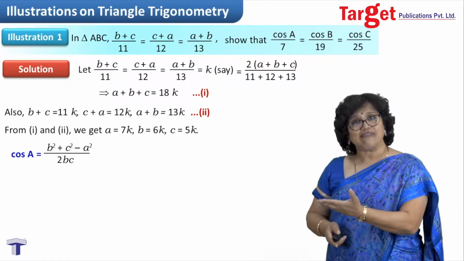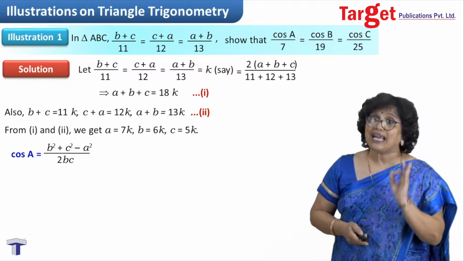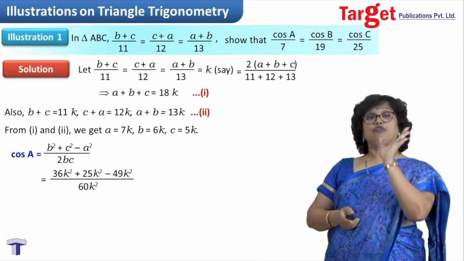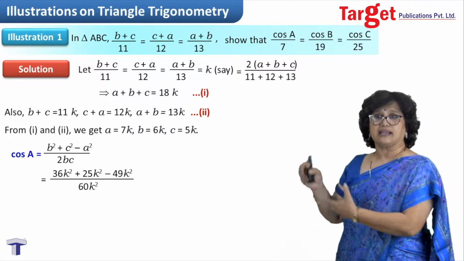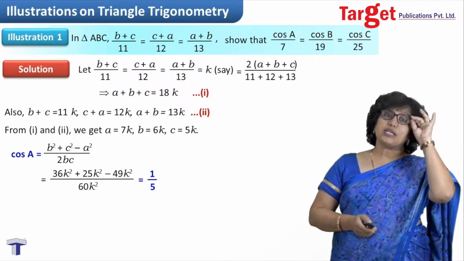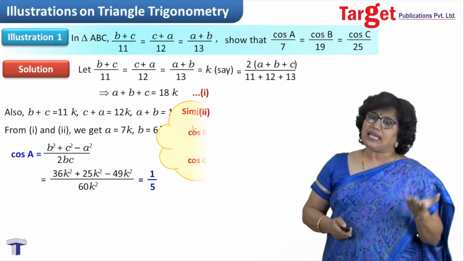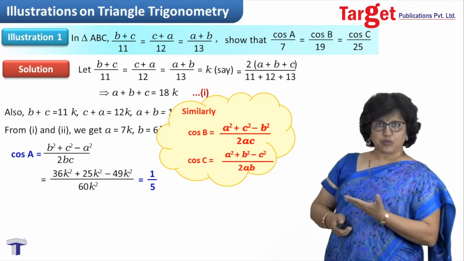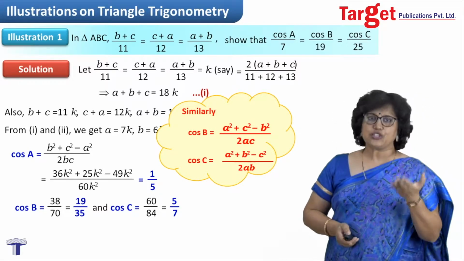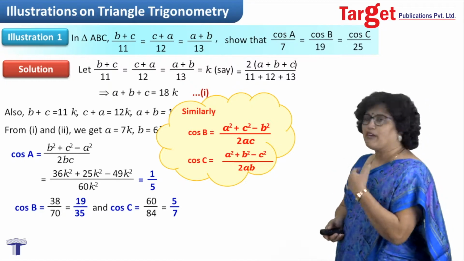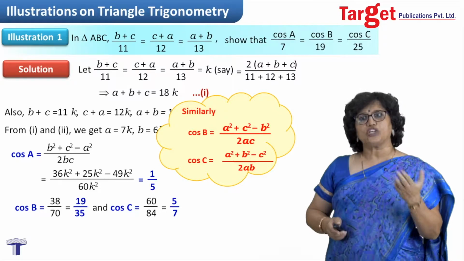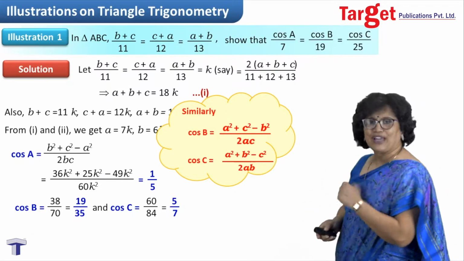So, whatever we have with us, that we will be using, and I will be writing cos A as (b² + c² − a²)/2bc, which is the formula, and I would replace b by 6k, etc. And that on simplification gives me 1/5. So cos A is 1/5. Now similarly, I can write cos B and cos C using corresponding formulae and I get cos B as 38/70, which reduces to 19/35, and cos C is 5/7. So we have found cos A, cos B and cos C.